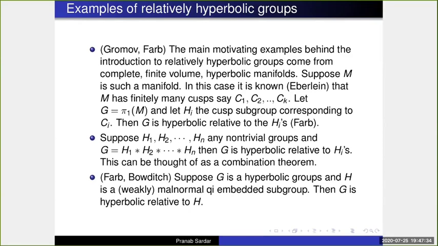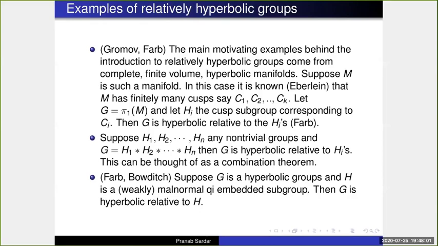So we have the inclusion map from H to G, and that is, roughly speaking, bilipschitz up to additive error. So that is a QI embedded subgroup. In that case, G is hyperbolic relative to H. So this was Farb's result, but Bowditch also proved the converse: that if G is a hyperbolic group and H is some subgroup with respect to which it is relatively hyperbolic, then H has to be QI embedded and weakly malnormal. So this gives some flavor, some ideas about examples of relatively hyperbolic groups.